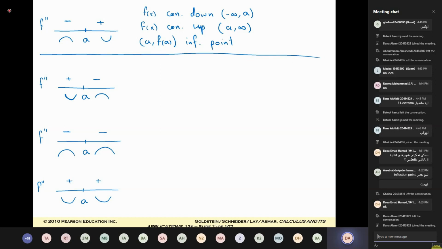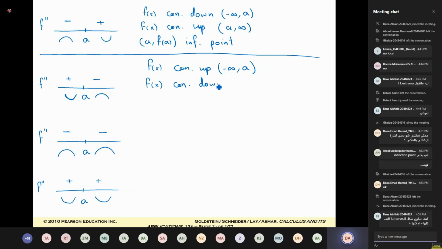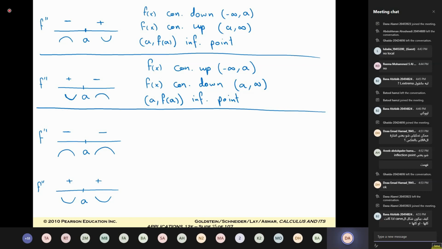The second case, f of x concave up from negative infinity to A, and f of x concave down from A to infinity, and A, f of A is an inflection point. Why inflection point? Because the function changes from up to down.